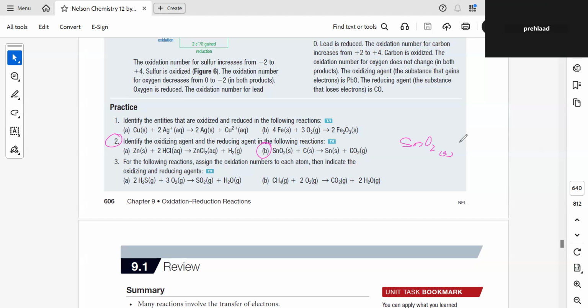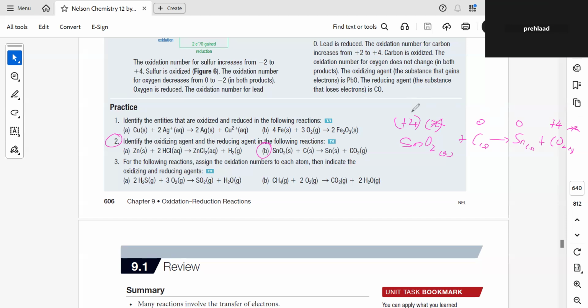We have Sn to SnO2, correct? Solid plus carbon solid. Write down the reaction, right? Plus CO2 gas. Now, tin here is plus 4. You agree? Yes. And here oxygen will be minus 2. Carbon is 0, elemental form. Tin here is 0, natural form. Carbon will be plus 4. Oxygen will be minus 2. So if you notice, for oxygen there is no change on both sides, so you'll ignore it.